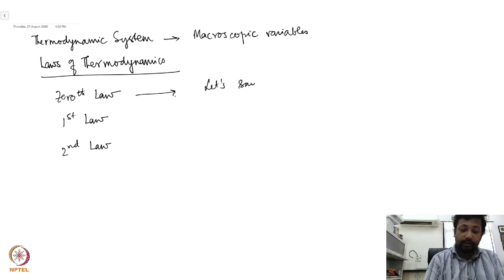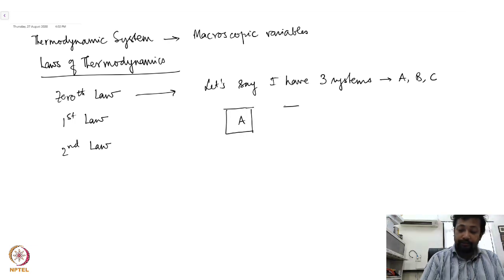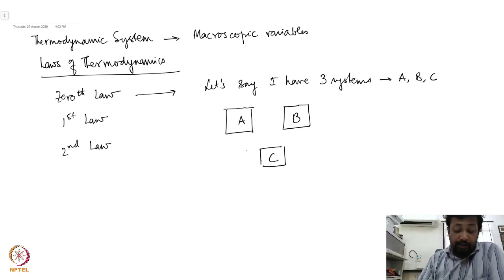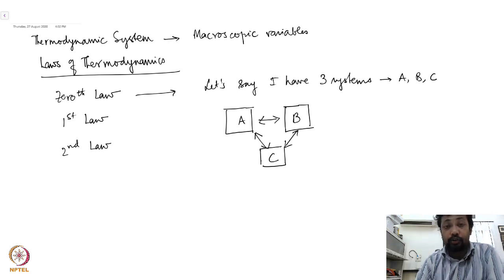Let's say I have three systems. I'll call them A, B, and C. So I have this system, which is A, this system, which is B, and this system, which is C. The statement of the law is the following: if A and C are in equilibrium, and if B and C are also in equilibrium, then it follows A and B are in a joint equilibrium.